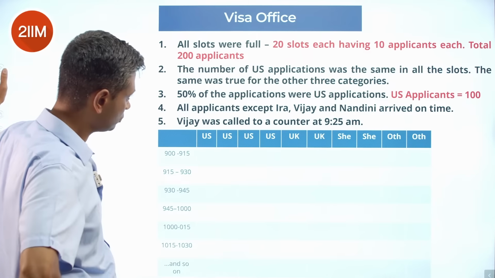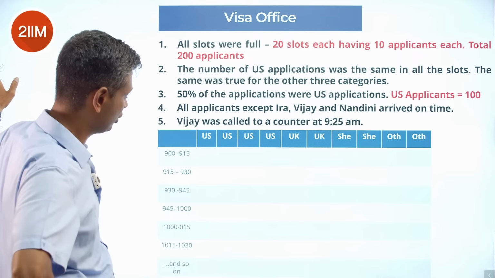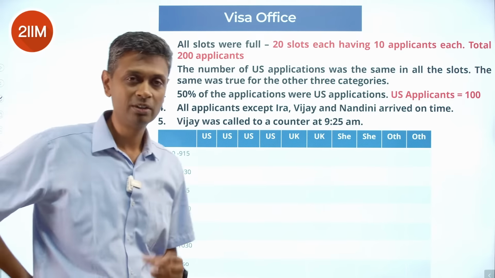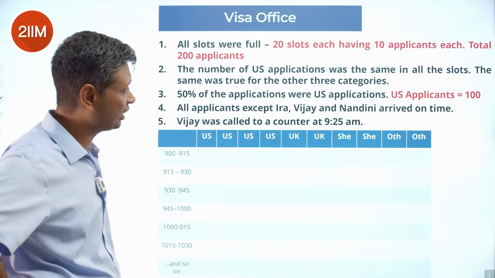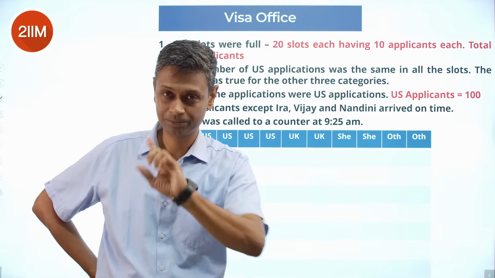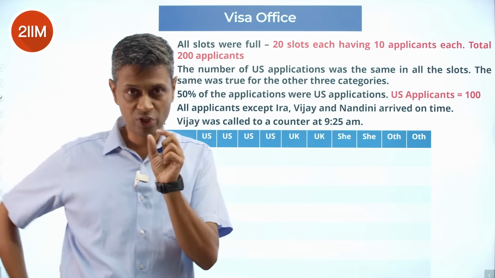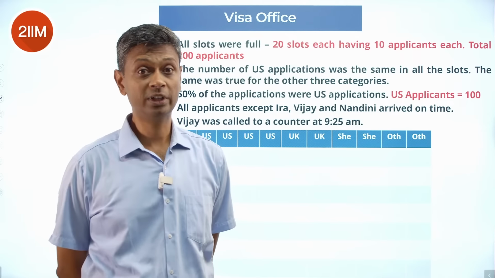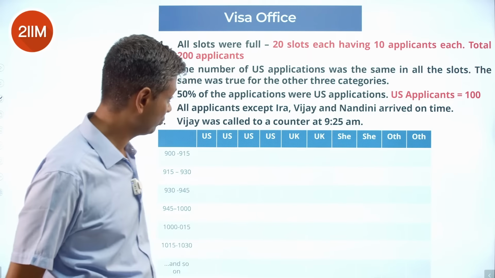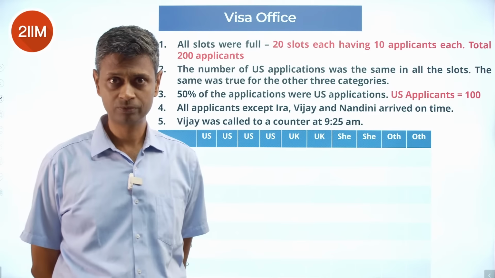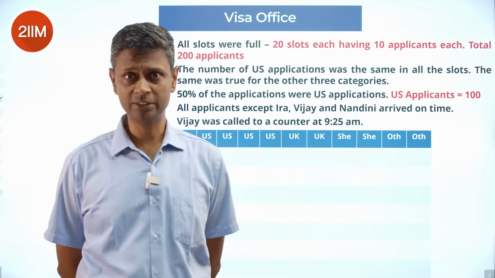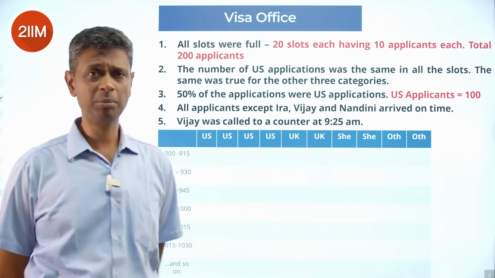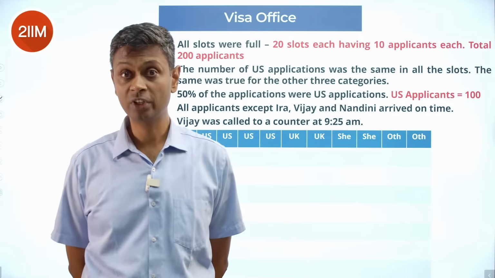Right. Anyway, so 20 slots each having 10 applicants. US applicants are 100, 5 per slot. Now, we know that Ira, Vijay and Nandini applied for Schengen, and their slot was 9:15 a.m. So in that slot, there were 3 Schengen applicants. That means in one slot, there were at least 3 Schengen applicants.